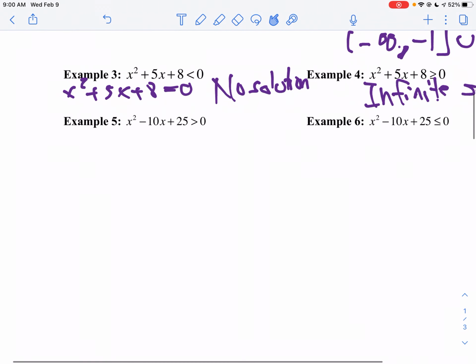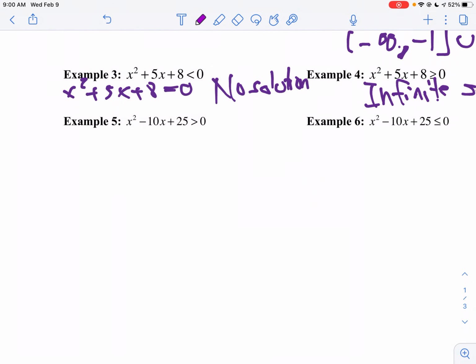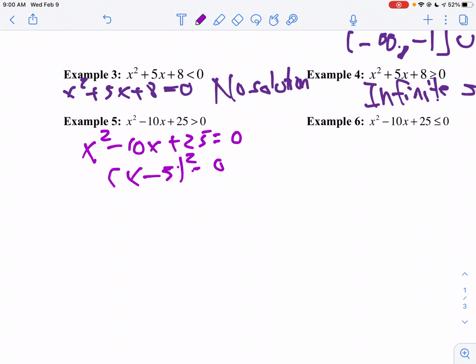Now, if we take a look at example 5, this one's a little different too. First off, I can graph my related equation. So I can factor my related equation. So I get x squared minus 10x plus 25 equals 0. So I get x minus 5 squared equals 0. So x equals 5.